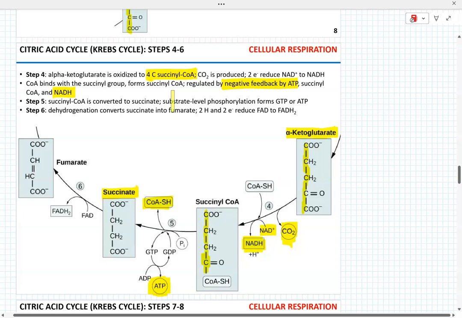In step 6, succinate is oxidized to fumarate. You can see the formation of a double bond here. And the electrons that are removed from succinate are loaded on FAD together with 2 protons, producing FADH2.